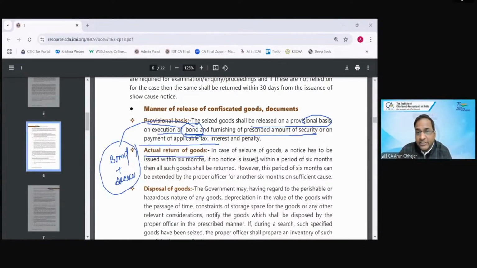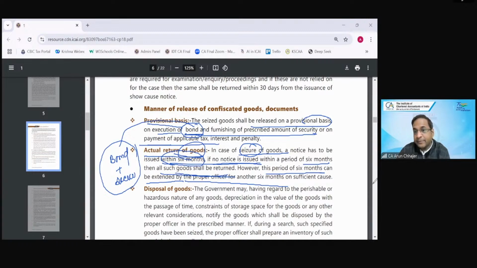Actual return of the goods. In case of the seizure of the goods, the notice has to be issued within 6 months. If no notice is issued within a period of 6 months, then all such goods shall be returned. However, this period of 6 months can be extended for another 6 months on sufficient cause.